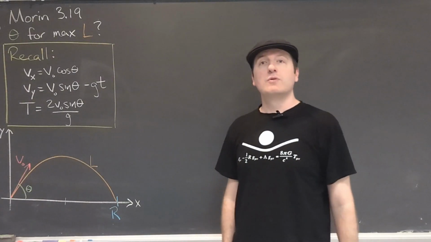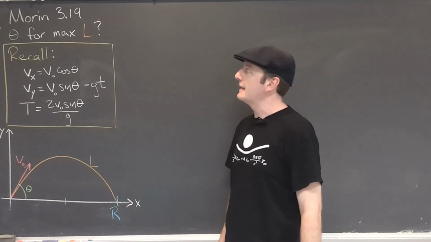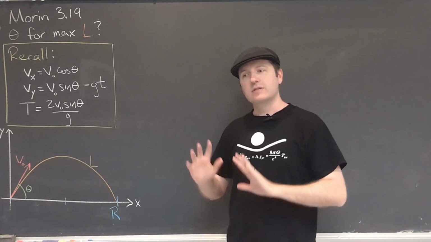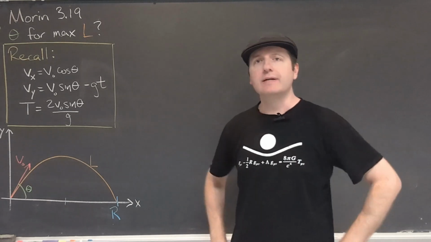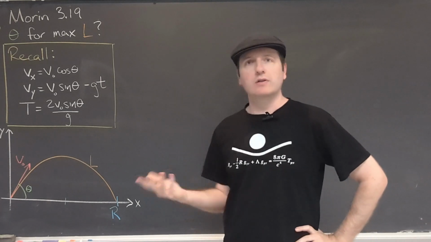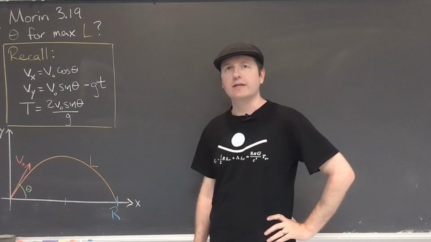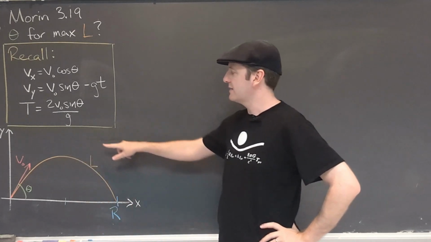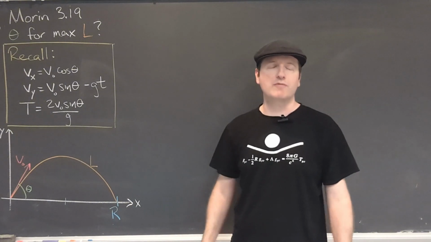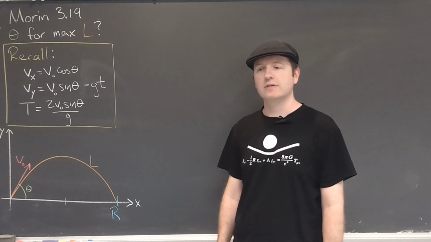Okay, so today I thought we would work on a problem from Morin again. We've been looking at things like the area under the projectile's trajectory. What about the arc length? In other words, is there a way to choose our angle theta, or launch angle theta, so that we maximize the entire length of this parabolic arc before it hits the ground?